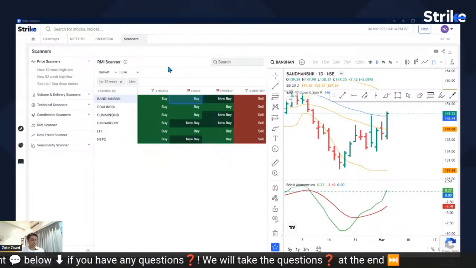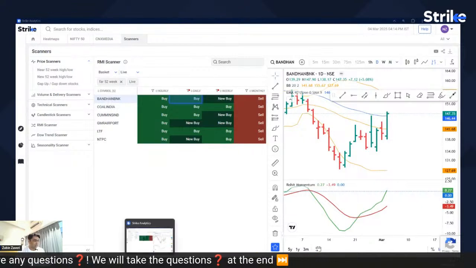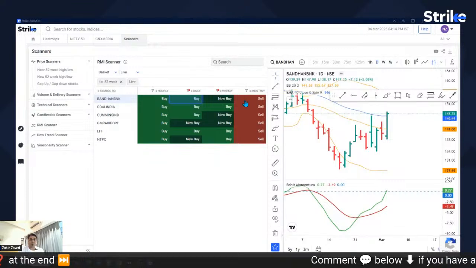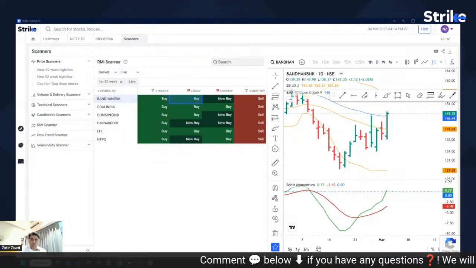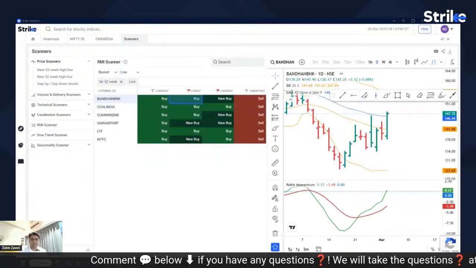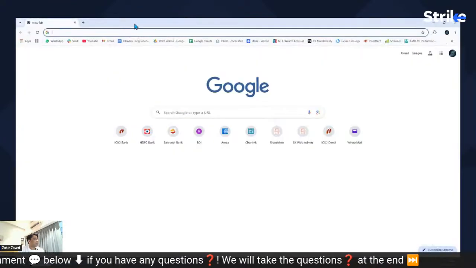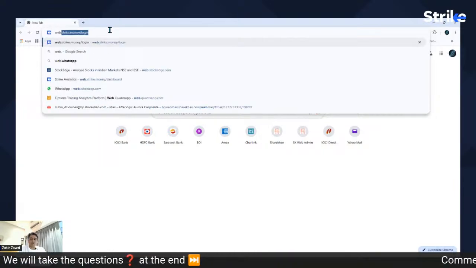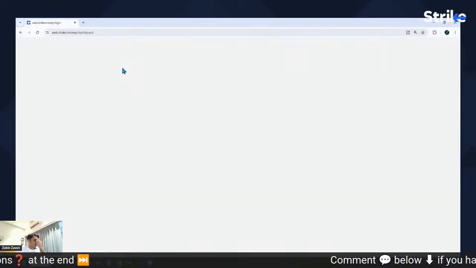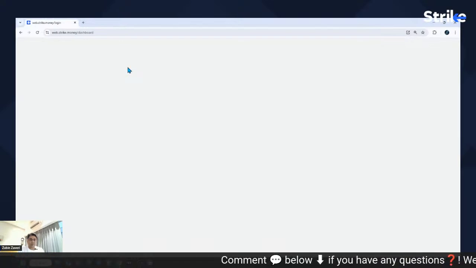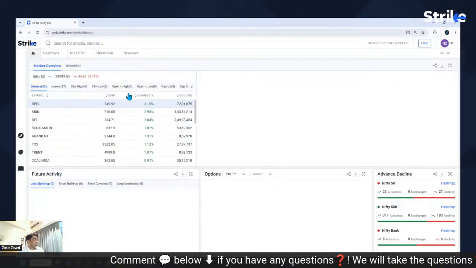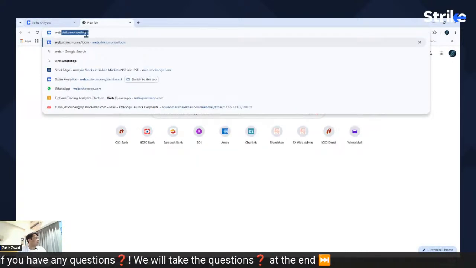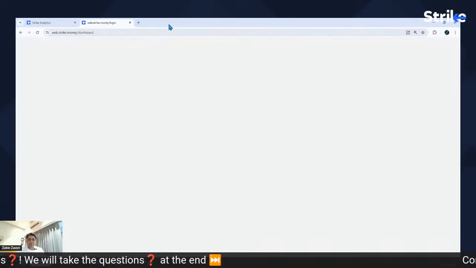What you can do is, this page that I'm looking at, I'm using an exe file. So I've downloaded and installed this Strike platform on my computer, but you can also use a web browser. I'll show you how. You can just click on web.strike.money. All right, so this page will open up, and you can open up multiple pages like this. You can open up multiple tabs over here.